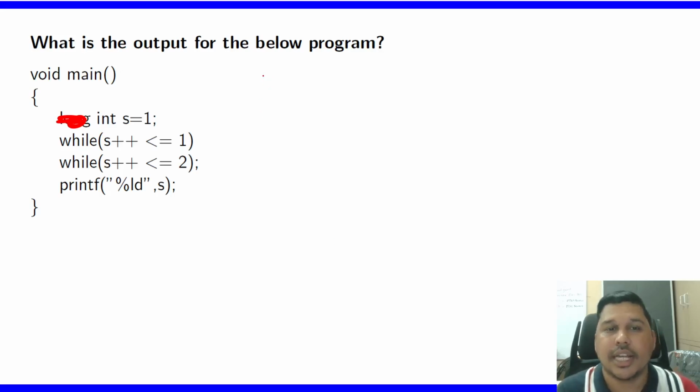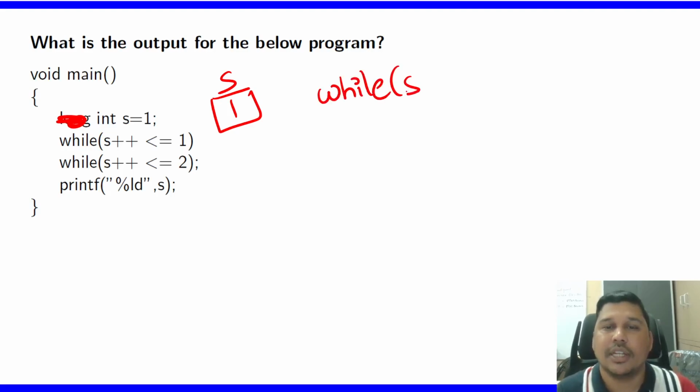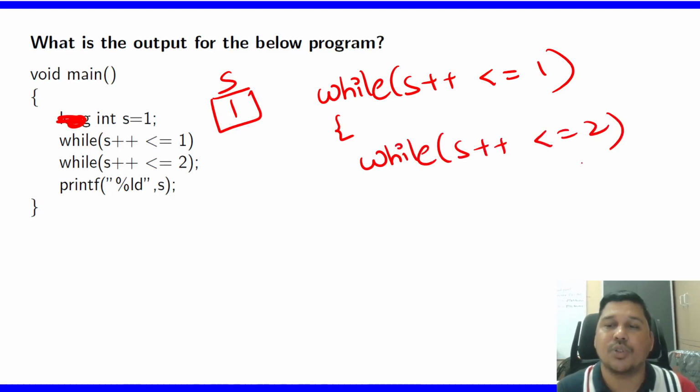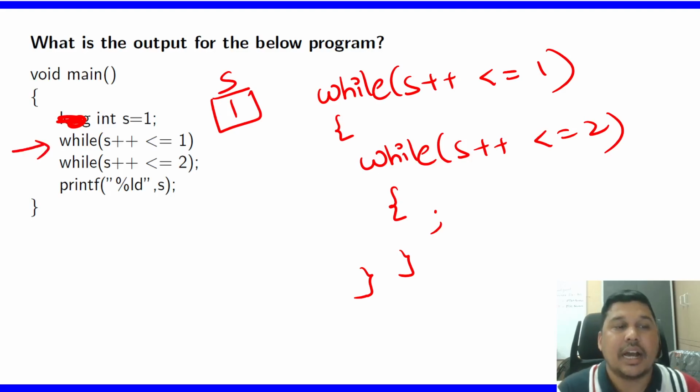So let's see, s value is given as 1. What is the meaning of this statement? It means while s++ less than or equal to 1, open curly bracket, again while s++ less than or equal to 2, open curly bracket, semicolon, close and close. Why? Generally for while loop, if conditions or for loop, if there is no open and close bracket, its immediate next line is the block of that statement. Here, the second while is the looping statement. Why? There is no open and close after this while. Therefore, the second while loop is under the first while loop.